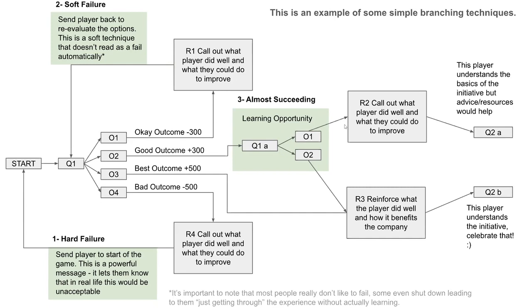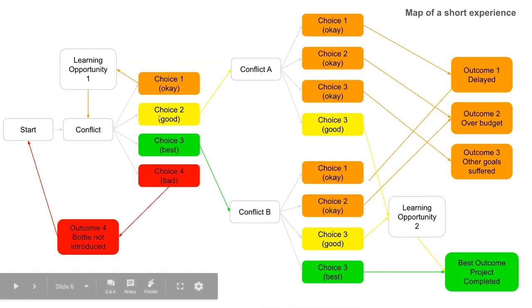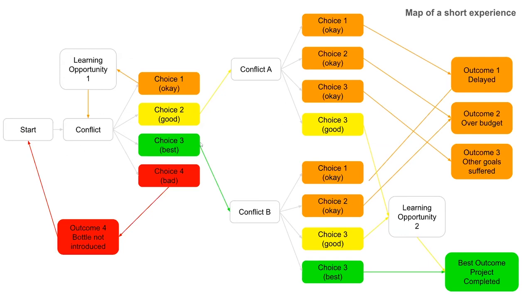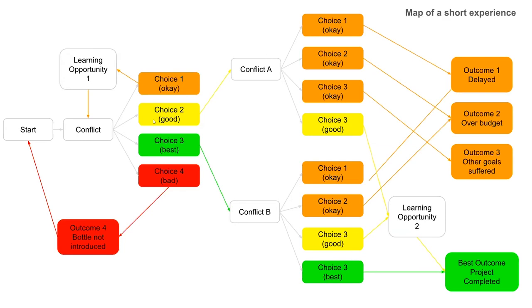And I have another slide down here that is a little bit easier to understand from a big picture standpoint. This section here, this is what we just went over. We have the okay choice, the good choice, the best choice, and the bad choice, and they lead the player. Only these two choices lead the player forward in the game.